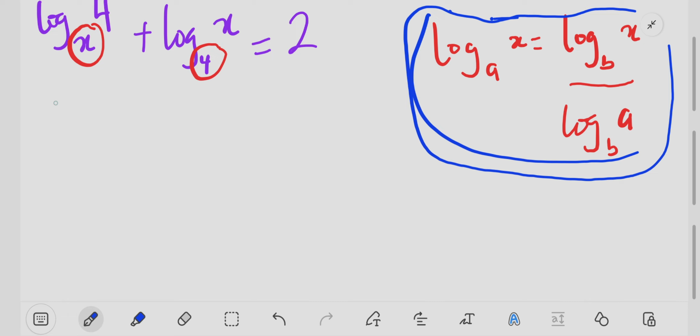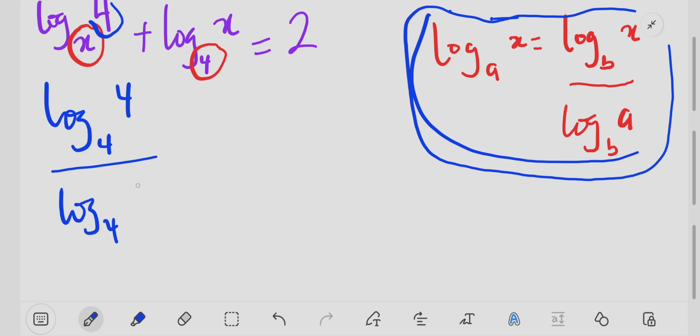Okay, once you apply that, anyone marking your script, or anybody who understands log, is going to understand what you've done, right? So you're going to end up having log to the base 4. We're changing this log to base 4, right? So log to the base 4 of 4, because you originally have a 4 over here, then divided by log to the base 4 of x, plus log to the base 4 of x equals 2.